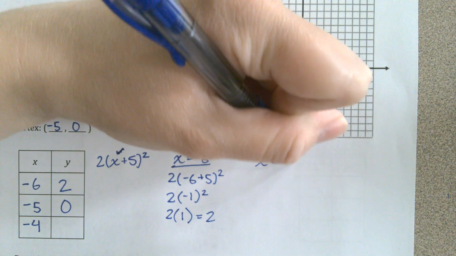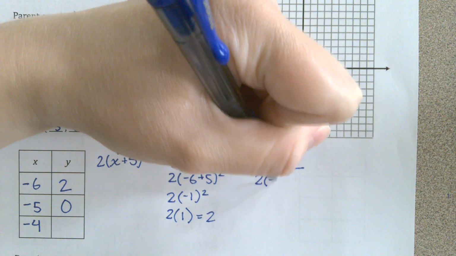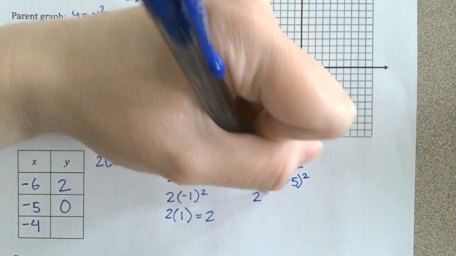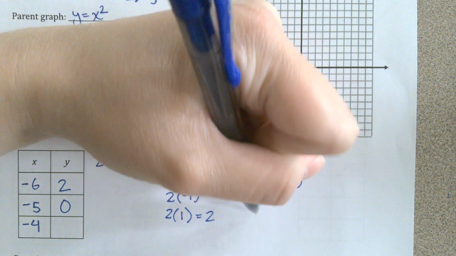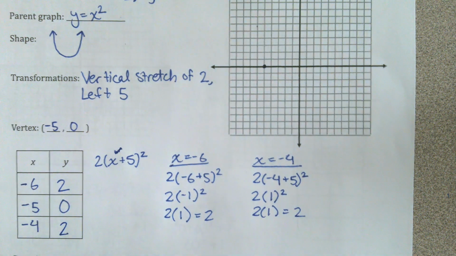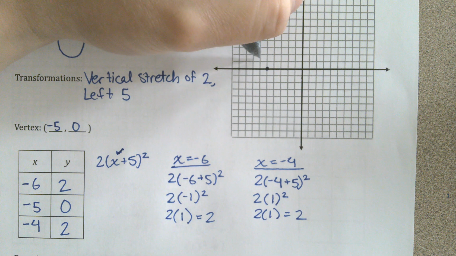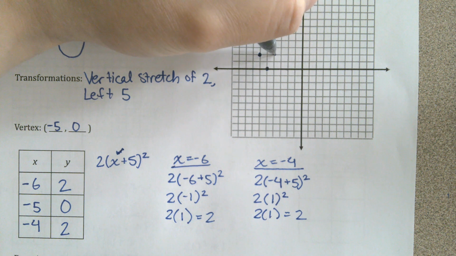X equals -4. 2 times (-4 plus 5) squared. 2 times (-4 plus 5 is +1) squared. 2 times 1 again gives me 2. Now I graph the other 2 points. -6, 2. And -4, 2.